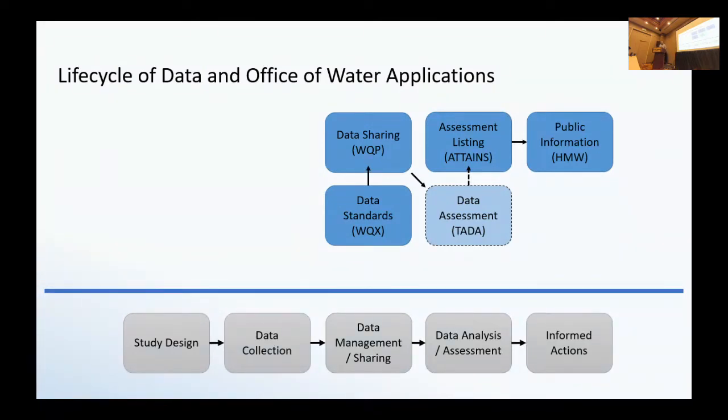ATTAINS is where we list assessment decisions about our waters. After we go out and monitor them and assess them for their quality, we list waters if we find that they're impaired for a certain pollutant or not. And ATTAINS is where that happens.